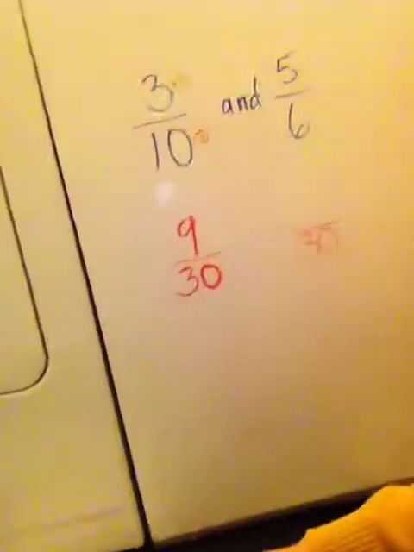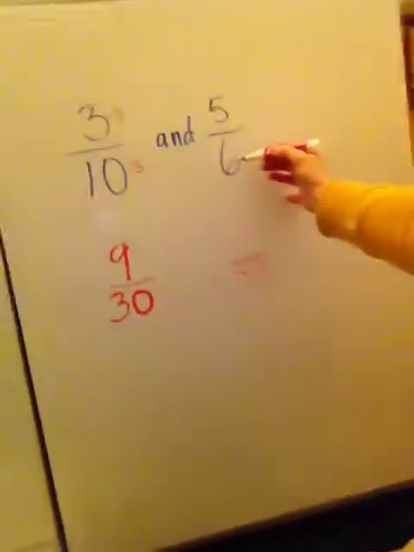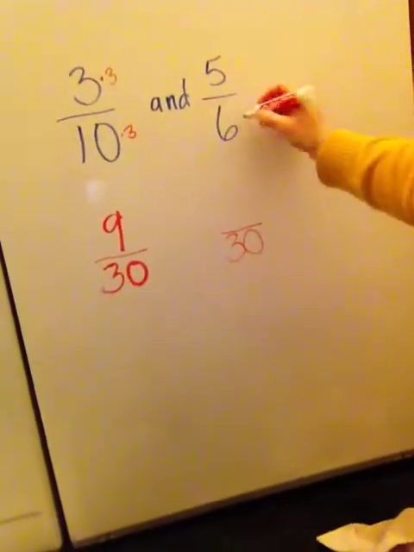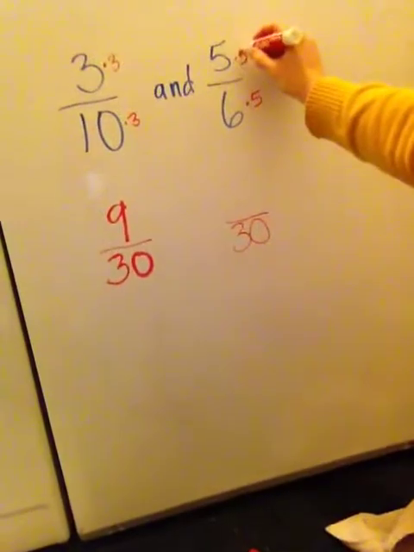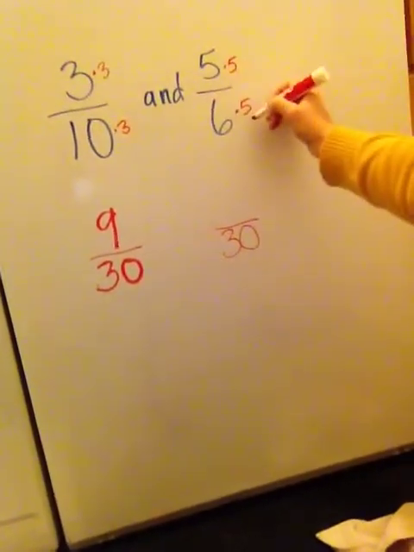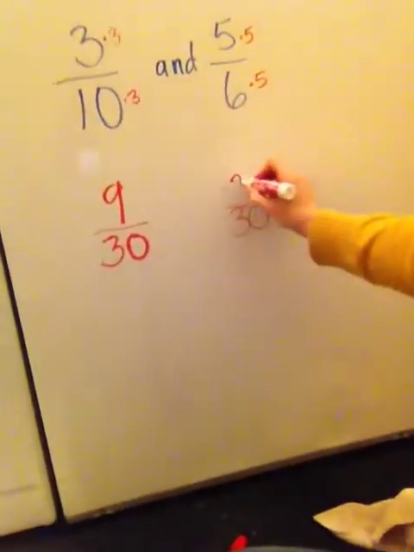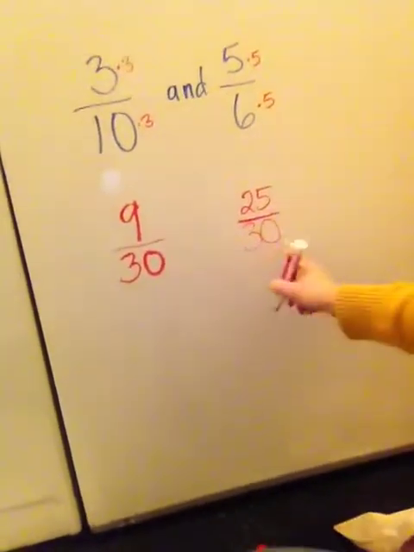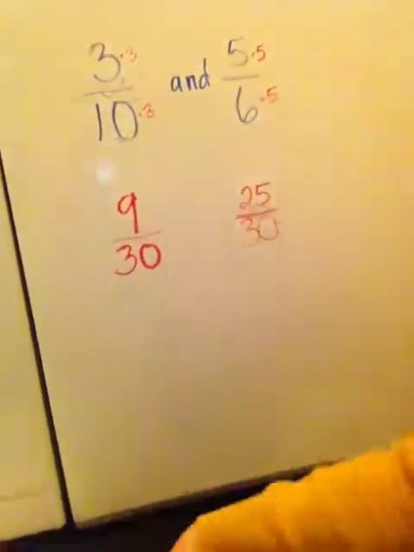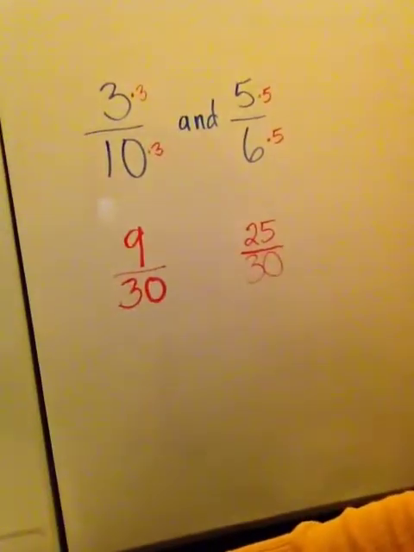Okay, over here, what did I do to the 6 to make 30? I would have to times it by 5. So I have to do the same thing to the top that I did to the bottom. 5 times 5 is 25. So there are my two fractions with common denominators, and that's all you'll do for those problems. Okay.